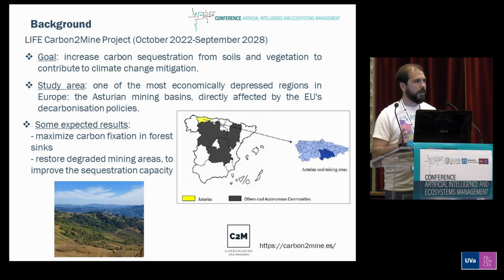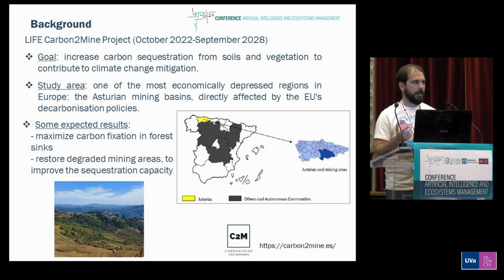The general goal of the project is to increase carbon sequestration from soils and vegetation to contribute to climate change mitigation. The study area of the project are the Asturian mining basins, which is one of the most economically depressed regions in Europe and are directly affected by the European decarbonization projects.